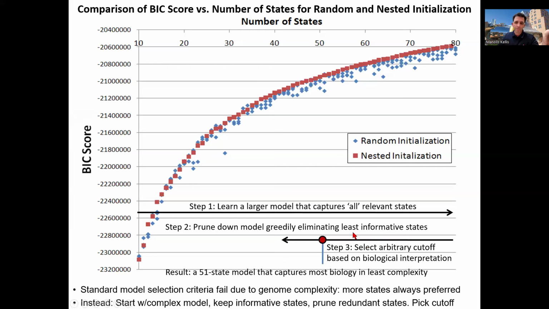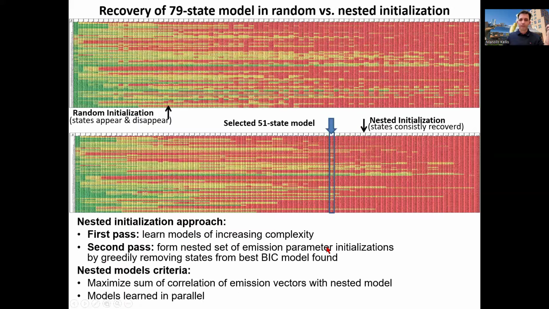Were we right? Maybe not. We'll find out. But the key idea is the following. If you do this random initialization, and then you ask how often do I recover a given state of this 80-state model, you see that this particular state here, you recover it here, and then you lose it, and you recover it again, and then you lose it, and eventually you recover it consistently. And this other state, you recover it here, but then you lose it there, you recover it again, you lose it, and so on and so forth.